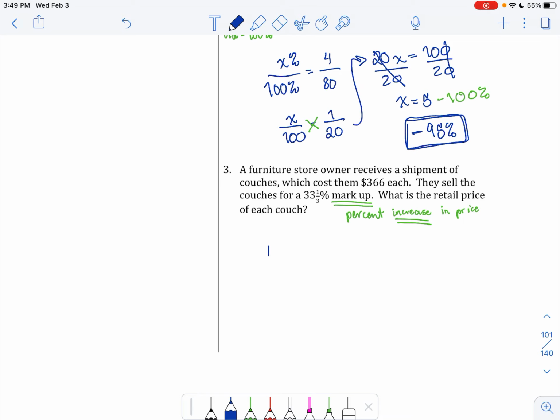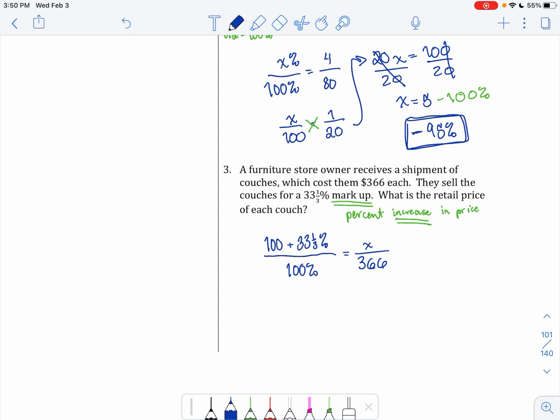So for x, this is the tricky thing. X is the percent, so it's going to be 100 plus 33.33% over 100%. Because what this is, is the original 100 plus the increase. So we're adding for our increase here. And the new price is what we don't know. And the old price is $366.